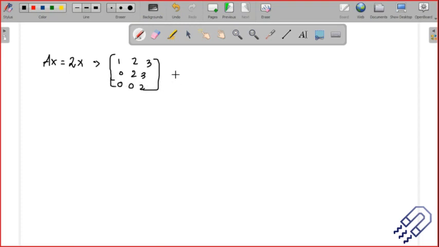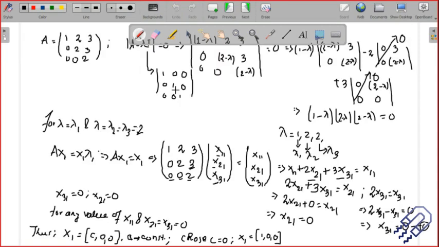For the previous case, the eigenvector will be a row vector or a column vector? I think it will be a column vector. Yes, it will be a column vector. Sorry, this is a column vector, right? This is the form that we have here.